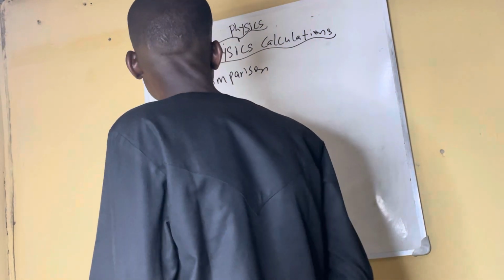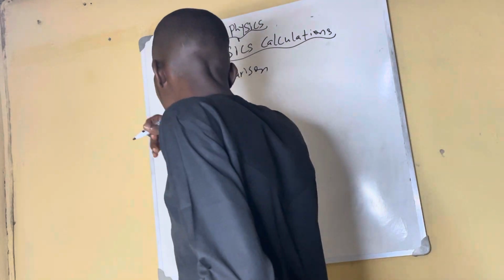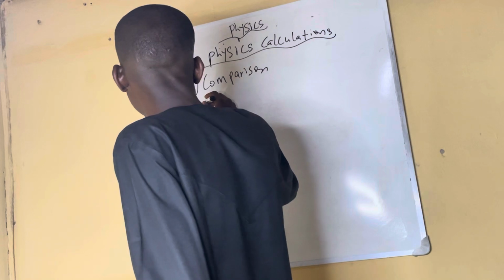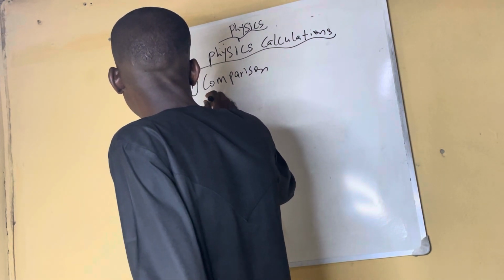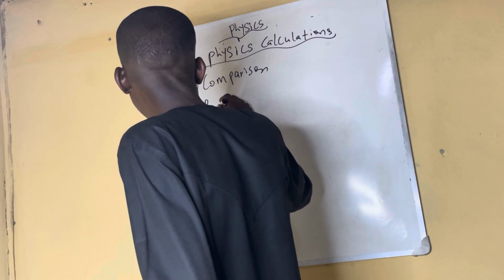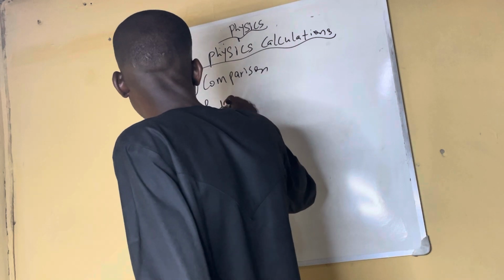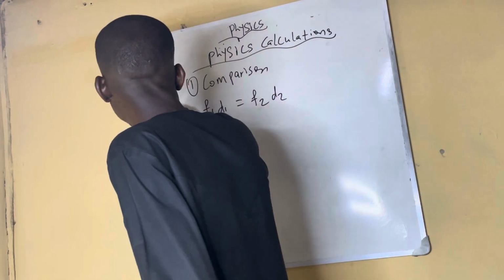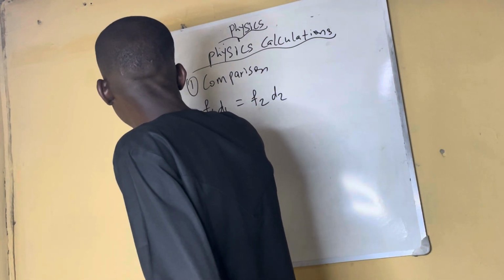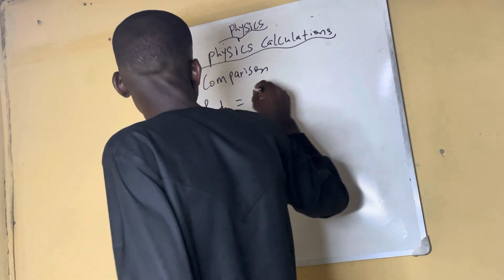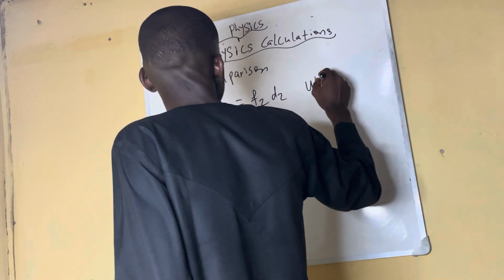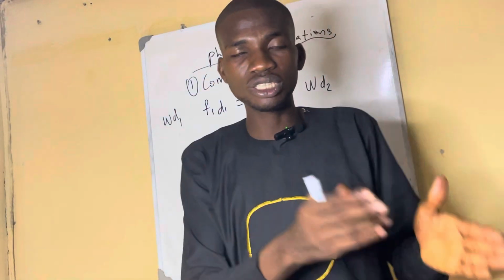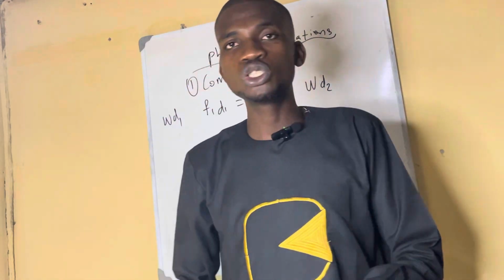Comparison in physics is all about comparing two bodies. When you see something like F1 D1 equals F2 D2, that is work 1 equals work 2. This simply means that work done in body 1 is equal to work done in body 2. You see, they are comparing two bodies now, work done in one body and work done in the other.